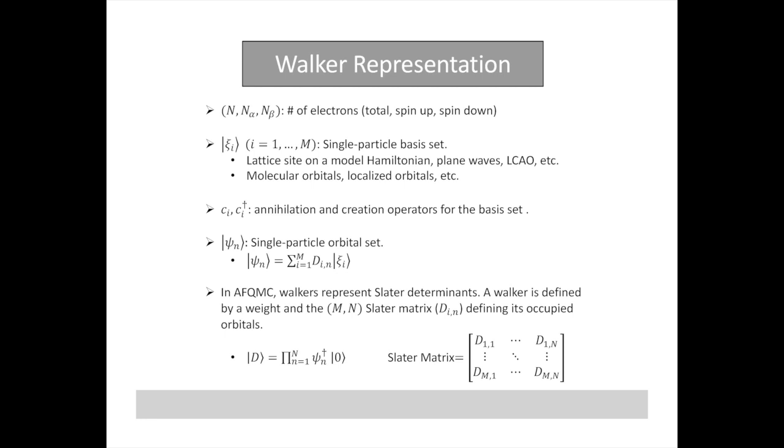So the first and the most important thing is: what is the walker representation? What is a walker in auxiliary field? Typically, we do this in a canonical ensemble, so the number of electrons is fixed. We're going to have some total number of electrons, which gets split into some number of up and down electrons. Typically we say alpha and beta, but essentially it means up and down.